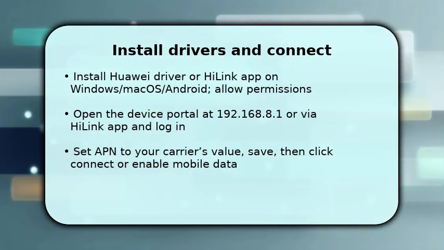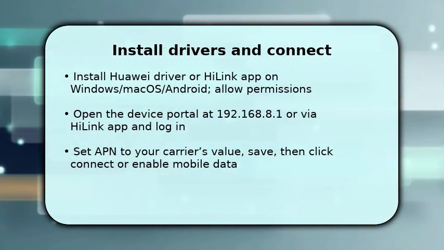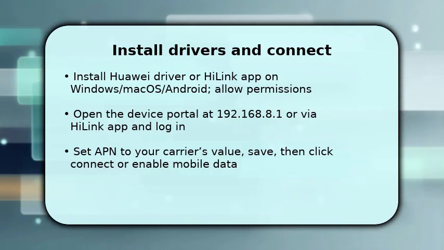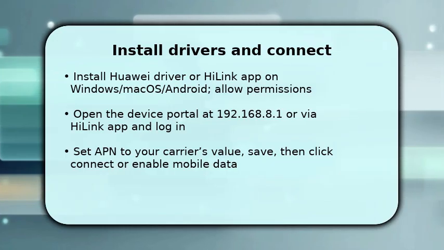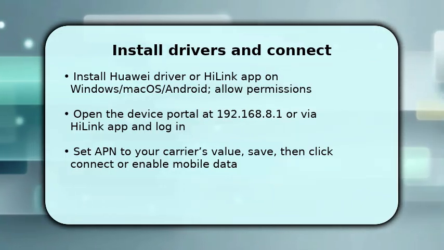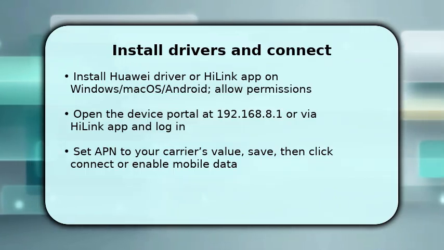You now install drivers or the High-Link Management app because software gives you control. On a PC, run the Huawei installer and allow device driver installation. On mobile, grant permissions for the app. Once the portal loads at 192.168.8.1 or in High-Link, log in with the default credentials and navigate to network settings.